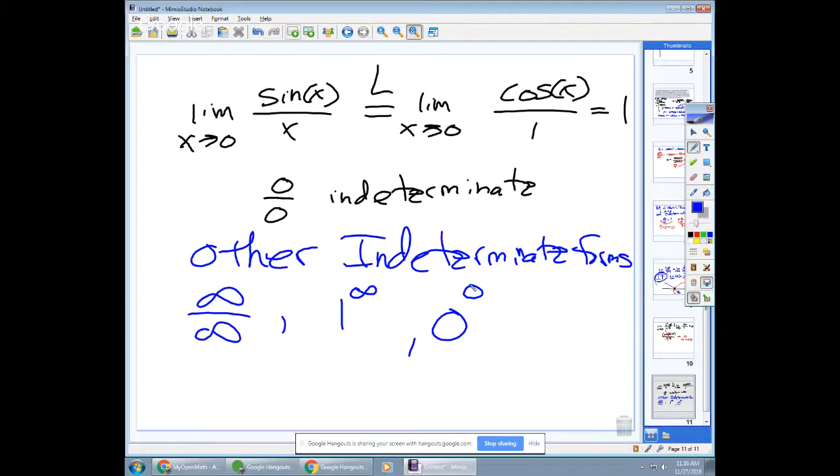Okay. Zero times infinity is indeterminate. Infinity minus infinity. There are others, but those are the main ones we come across with everyday kind of functions. So depending on the limits each of these things came from, they could come out to be some real number.